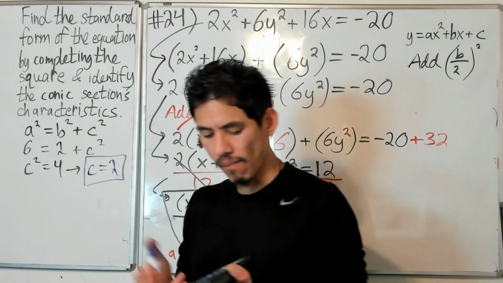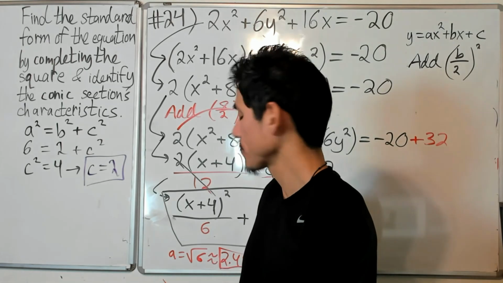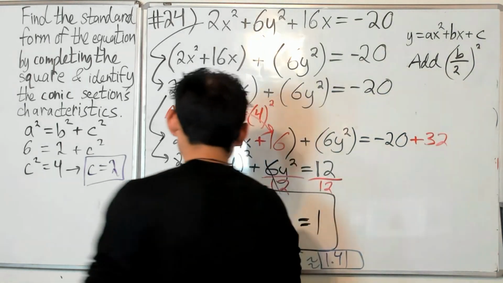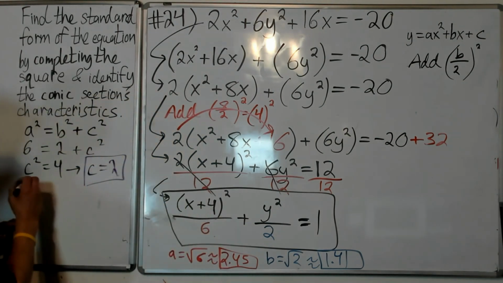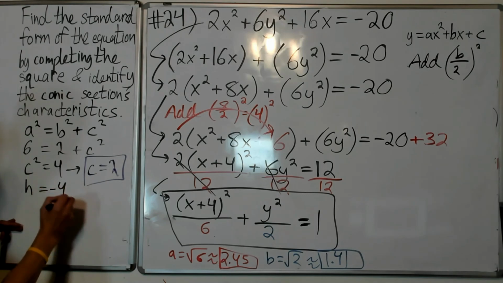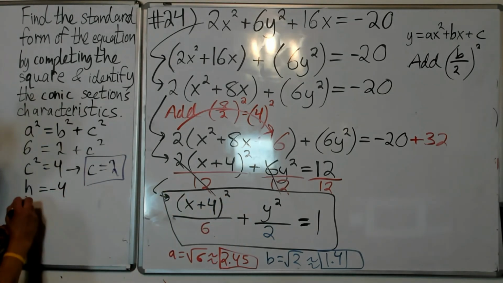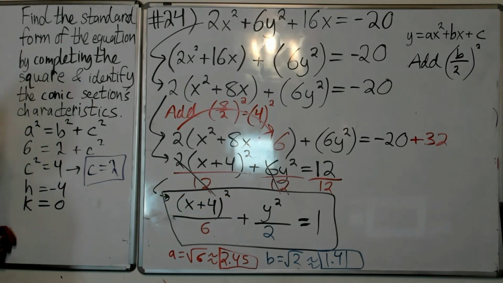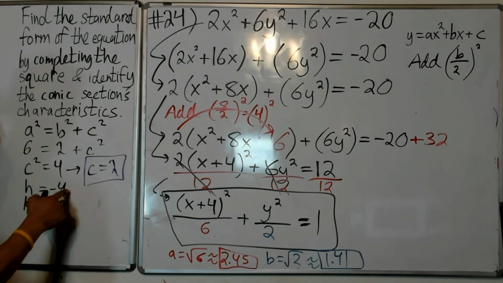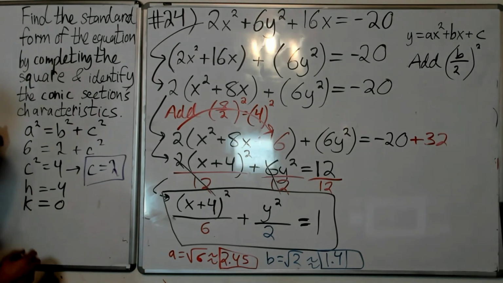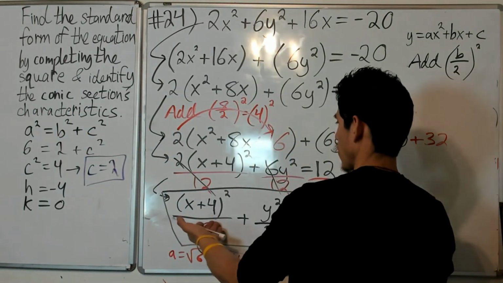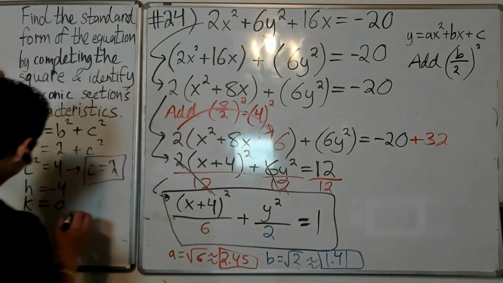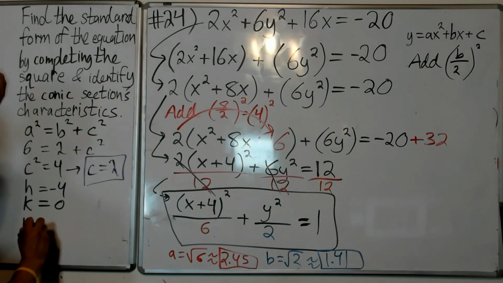And then from here, we identify the h and k. H is -4, and then k is 0. So we know our center is going to be at -4, 0. So let's just put everything together now. So we have a horizontal ellipse.